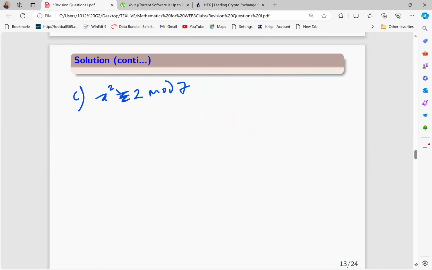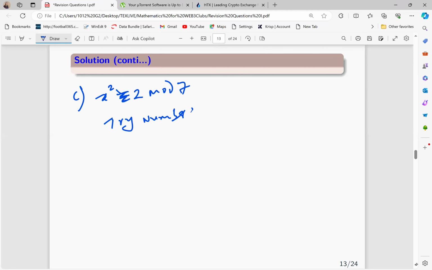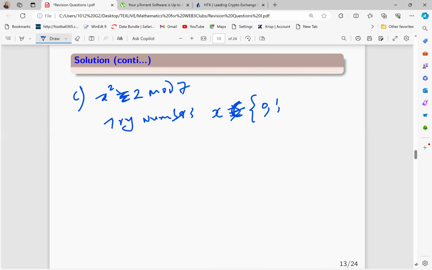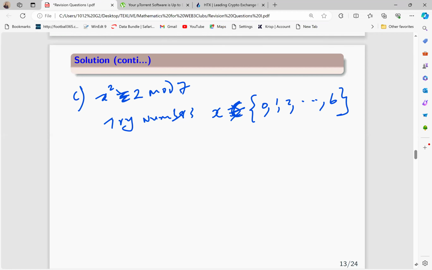This one gives us a solution. So just try. Use trial here, since 7 is a small number. So we try numbers x in this set: 0, 1, 2, all the way up to 6, and see which one gives us the required solution.